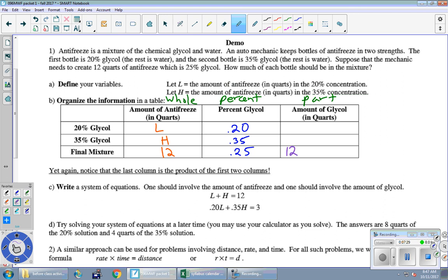And I really want us to understand that multiplying those two numbers is the right thing to do. Of the 12 quarts of antifreeze at the end of the day, 3 quarts are glycol. What are the other 9 quarts? Water. Just a quarter of it is glycol and the rest is water. So this last column is going to be the glycol. To get the last column, we just multiply the first 2 columns. That's what we did over and over again on Friday's class. 12 times 0.25, that was just that number. 0.20 times L, and then 0.35 times H.